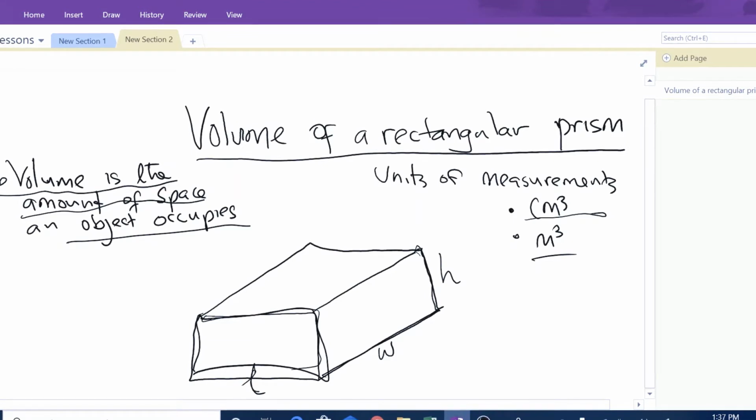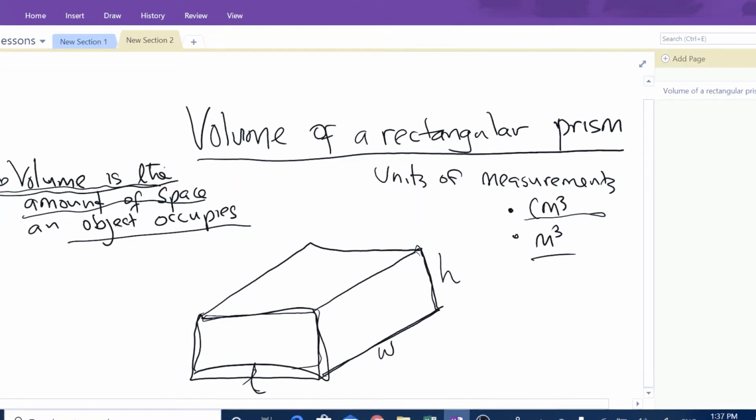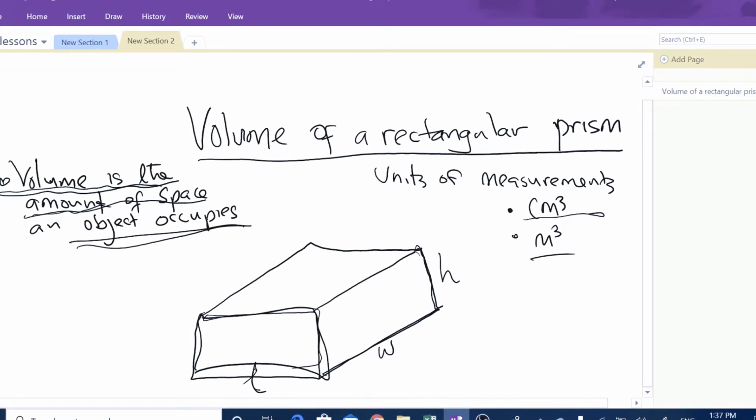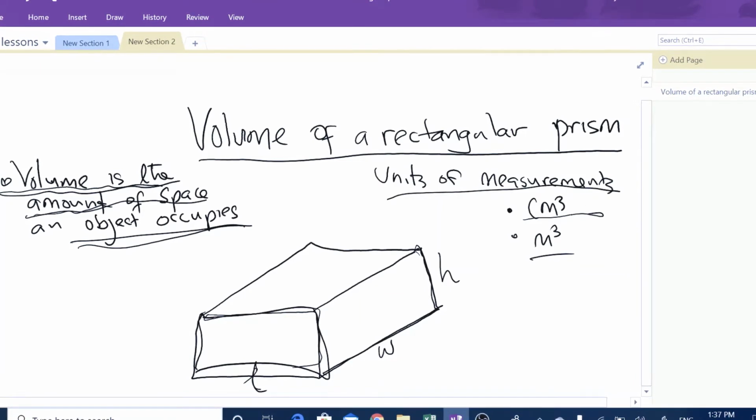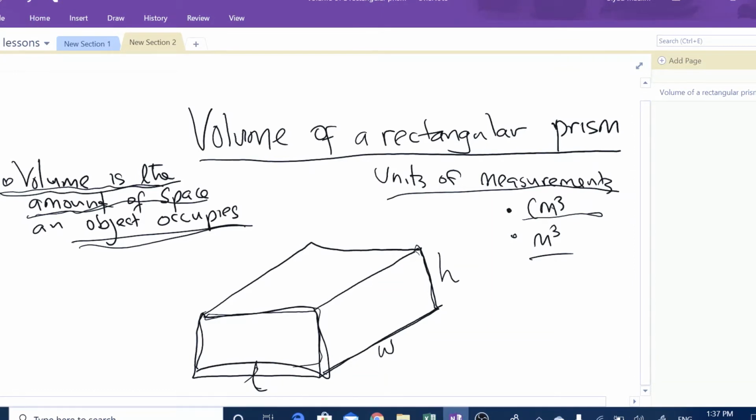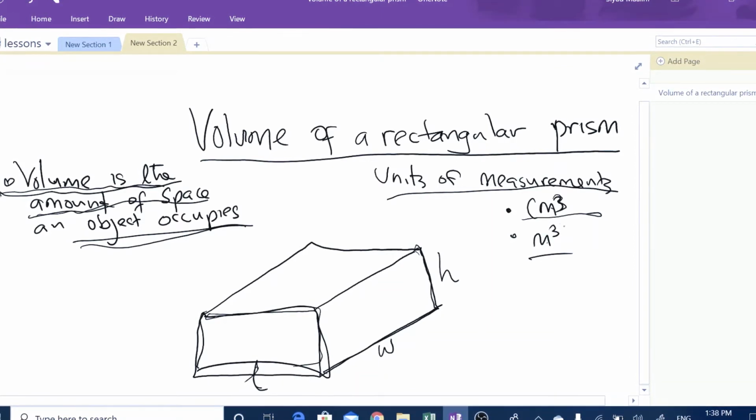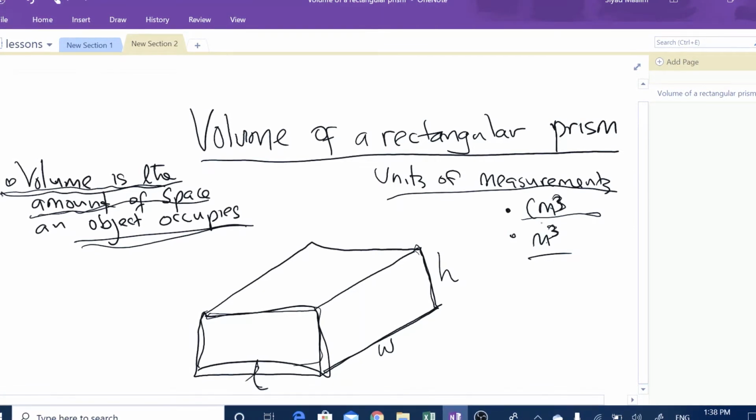Let's start by defining what volume is. Volume is the amount of space an object occupies. And we need to also know the units of measurement for volume. Normally, whatever the unit is, whether it is centimeter or meter or inch, it's always cubic: cubic centimeter or cubic meter or cubic of any of the units that you're using.